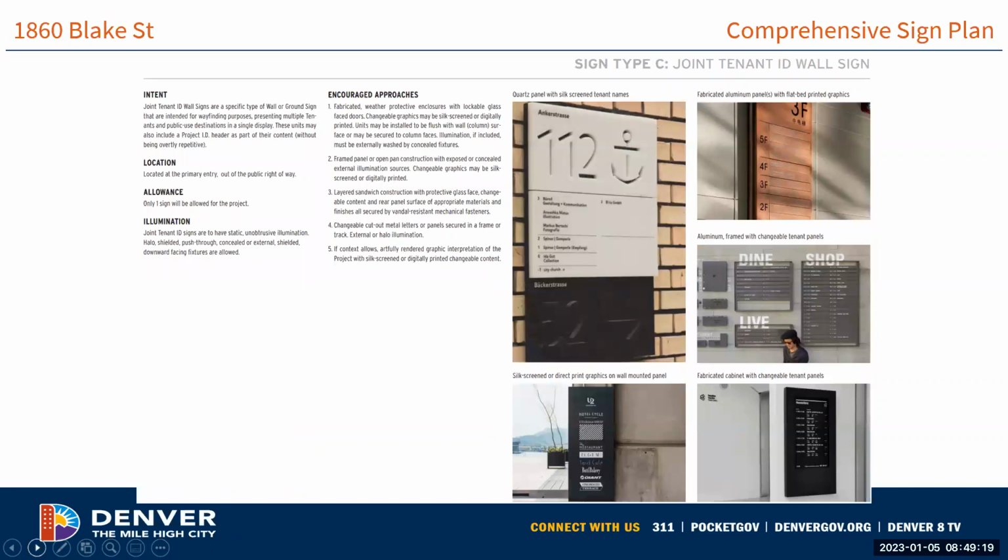And then here we have the one joint tenant ID wall sign, which is proposed as C in the package and in yellow. This will just be located at the main entrance to the building off Lake Street on the non-contributing portion of the structure.